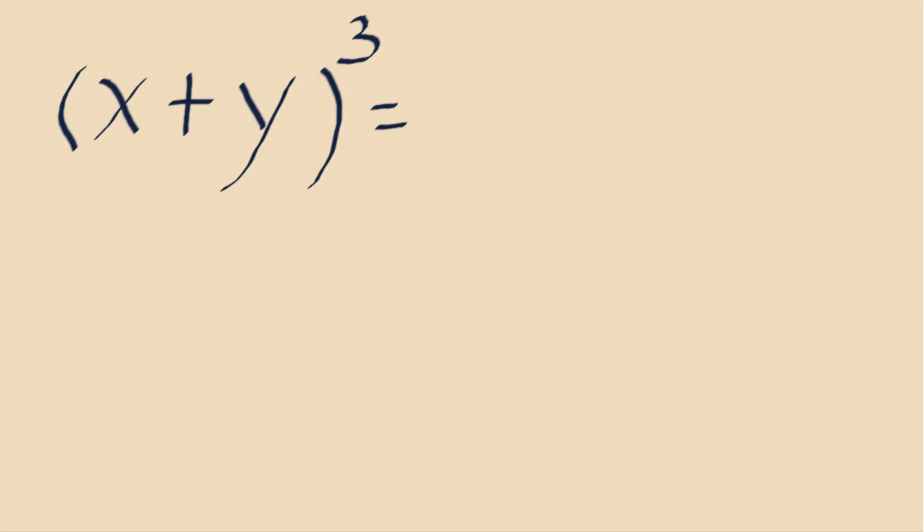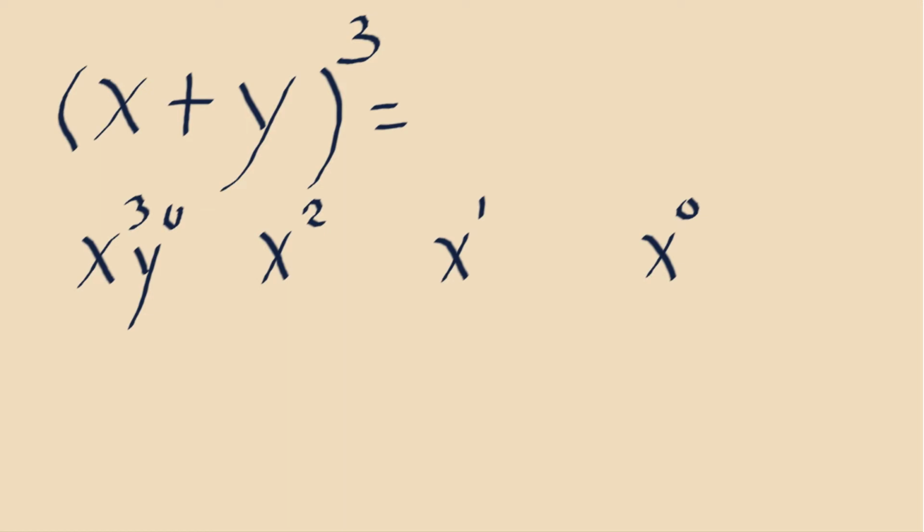So we're going to start with the variables x and y. For the x, we're going to start with x cubed, and then x squared, x1, and then x0. Now for the y, we're going to reverse the pattern. So for the y, you start with 0 all the way to 3. So y1, then y2, then y3.